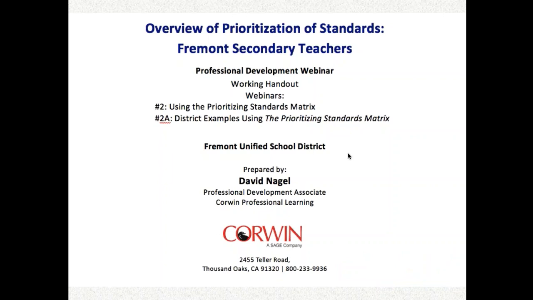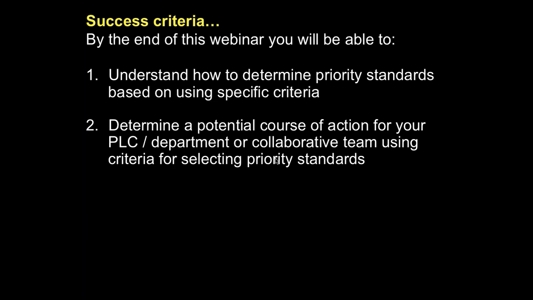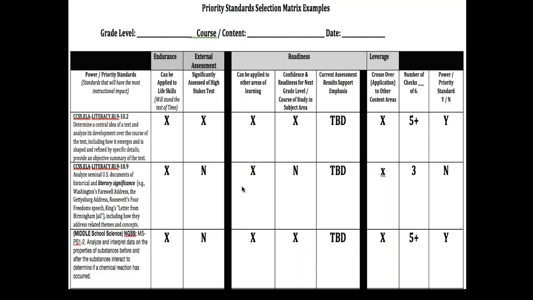Hopefully you have your working handout with you, and now we're moving on to part 2A, looking at the district examples for using the prioritizing standard matrix. Again, we're back to the same success criteria as the previous webinar, but focusing more on number 2: developing a course of action from seeing these examples for your PLC or collaborative team, using the criteria for selecting priority standards of endurance, leverage, and readiness. So let's dig into 3 specific examples which you have in front of you.